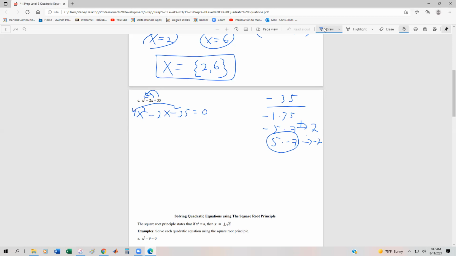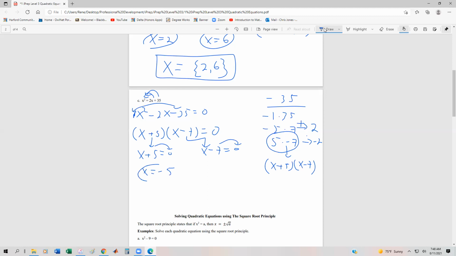Remembering, because there's a 1 in front of the x squared, we can just jump right away to x plus 5, x minus 7. And then we can incorporate that into the quadratic equation here. So it's going to be x plus 5, x minus 7 equals 0. By factoring that out, we're going to set x plus 5 to 0. We're going to set x minus 7 to 0. We're going to subtract 5. We're going to add 7. And we're going to have x equal negative 5 and x equal positive 7. And so our solution set for this is going to be that x equals the set negative 5, positive 7.